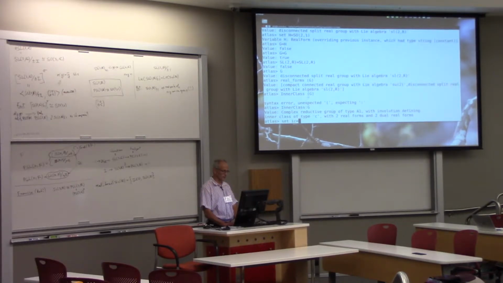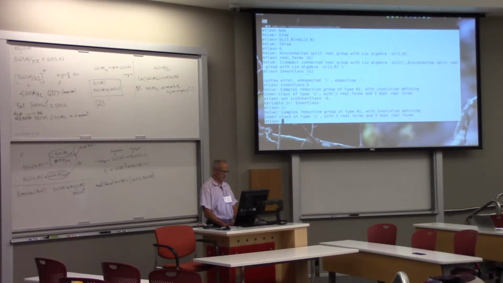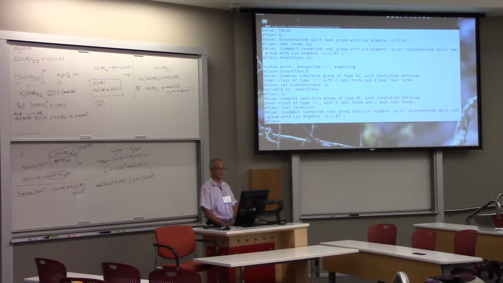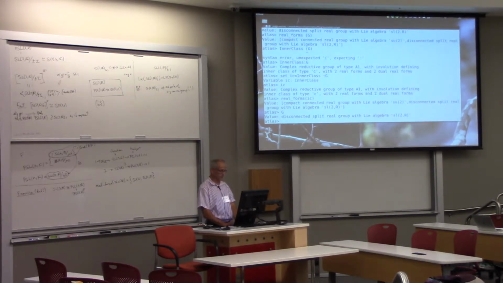Let's set IC to be the inner class of G. And then if you do real forms of IC, that's the really basic object. And that was in fact what you were doing. Yes, that's correct. Is G PGL2R or SL2R? In this case, it's SL2R. Why is it disconnected? Oh, I'm sorry. What is G? Oh, I'm sorry. It's PGL2. You're right. So this is the disconnected one.